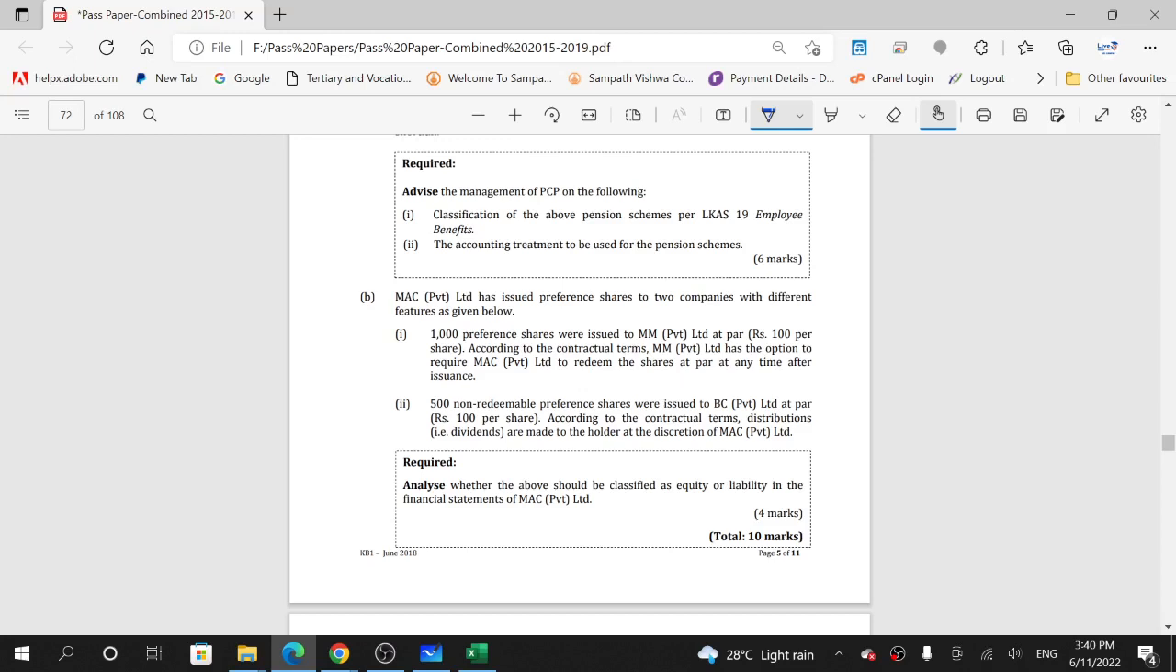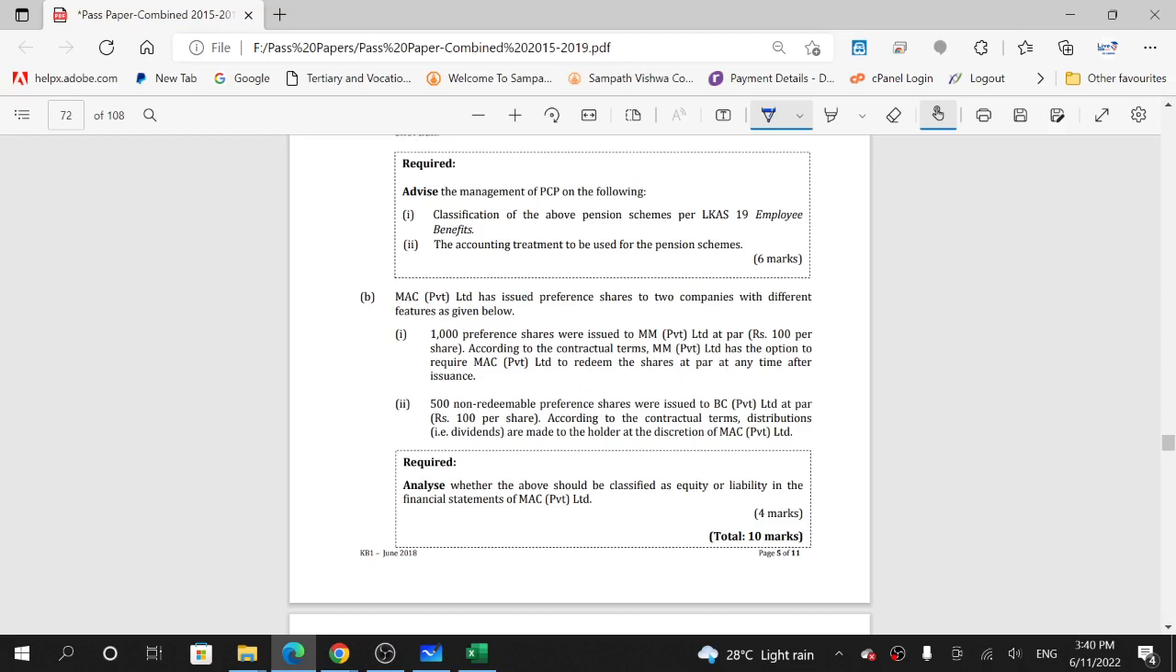According to the contractual terms, Private Limited has the option to require Mac Private Limited to redeem the shares at par at any time after the issuance. Second one, 500 non-redeemable preference shares were issued to BC Private Limited at par rupees 100,000 per share. According to the contractual terms, distributions, that is dividends, are made to holders at the discretion of Mac Private Limited. Analyze whether the above should be classified as equity or liability in the financial statement.